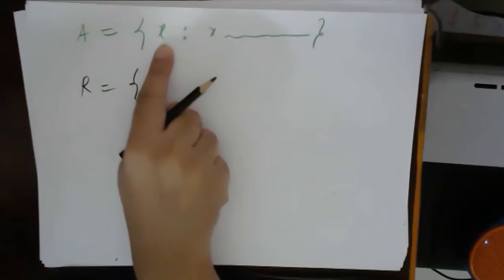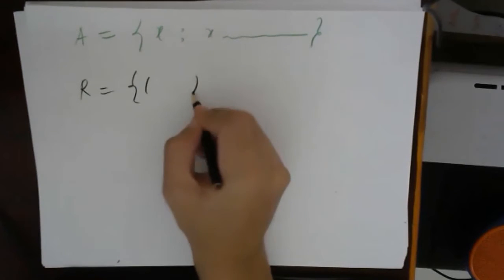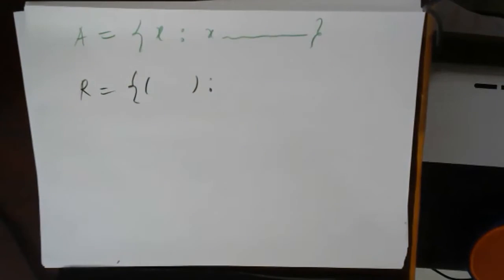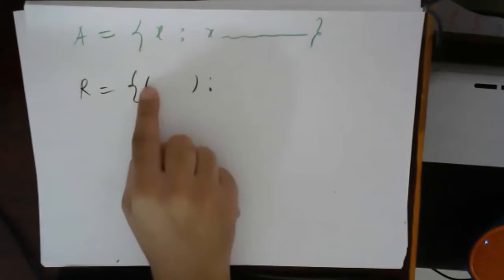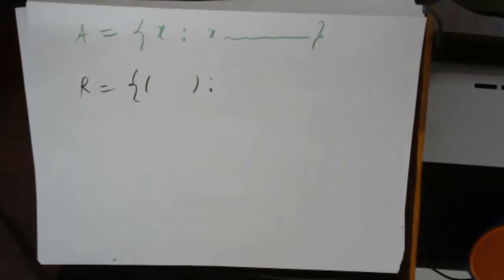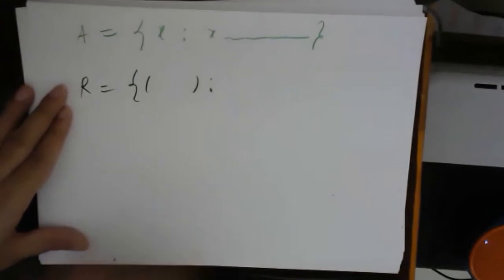In a set we have single elements, but in a relation what do we have? Think about it. Pairs. Better name: ordered pairs. Very good. In a relation we have ordered pairs. You remember ordered pairs, so here we have an ordered pair.